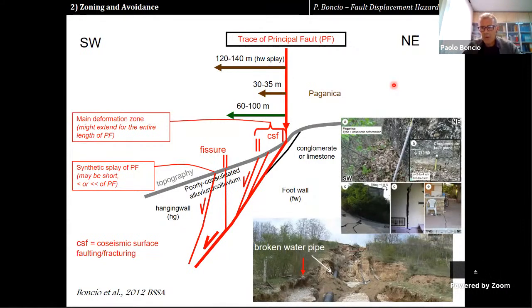We decided to use data from the L'Aquila surface faulting to write the guidelines. Here I summarized in this schematic section the surface faulting during the L'Aquila earthquake. We had co-seismic faulting along the main fault, along splays of the main fault located 30 to 35 meters away from the principal fault, and also splays located 100 to 140 meters away from the principal fault. In writing the guidelines, we decided to take into account those numbers.